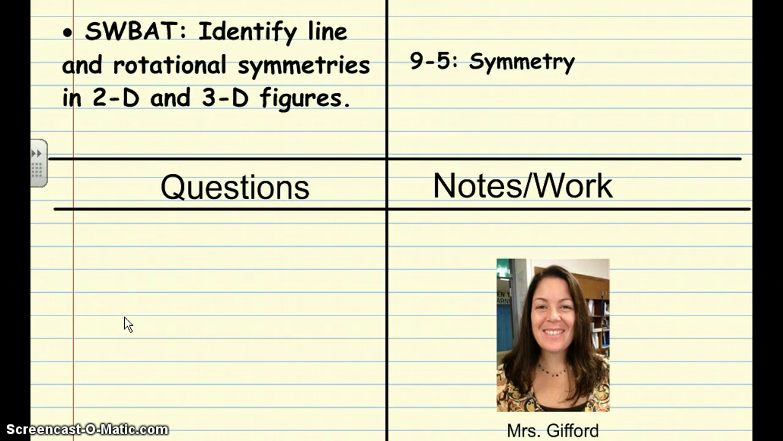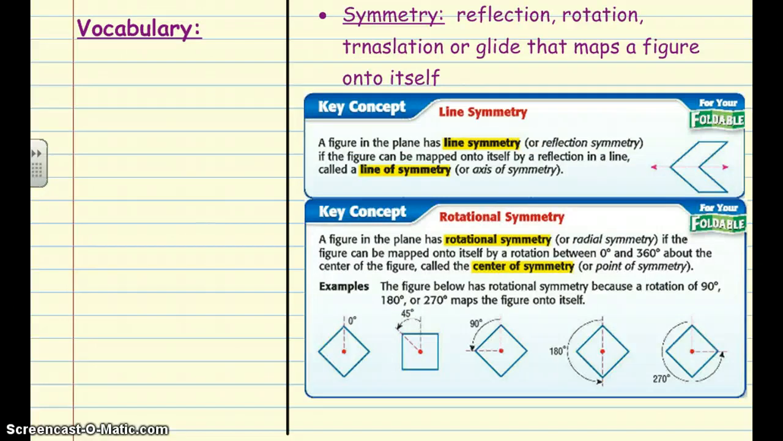After today's lesson, you'll be able to identify line and rotational symmetries in both two-dimensional and three-dimensional figures. Let's take a look at a bunch of vocabulary. The first one has to do with symmetry, and we look at reflections, rotations, translations, and glides that map a figure onto itself.